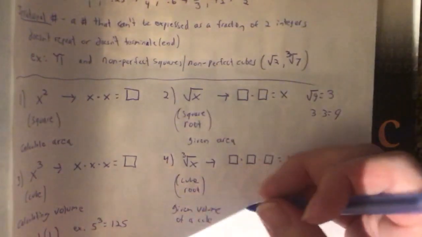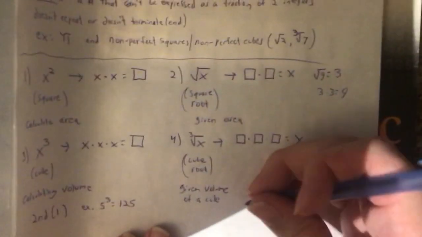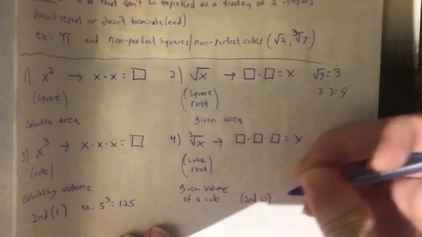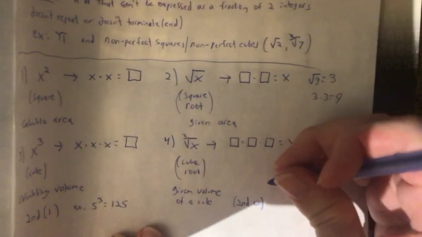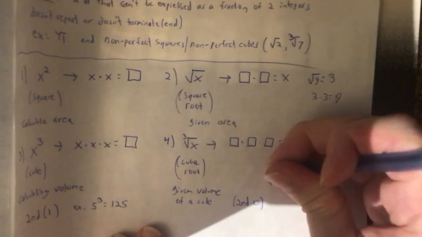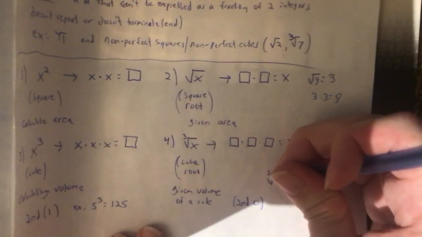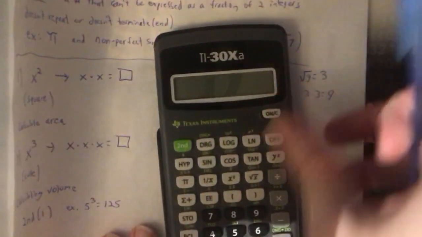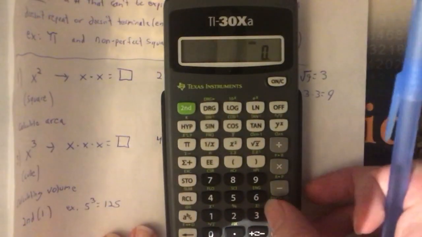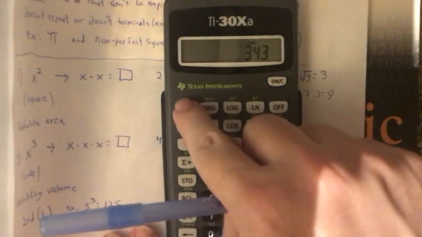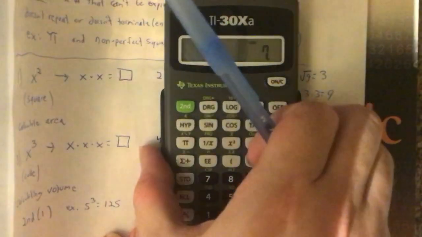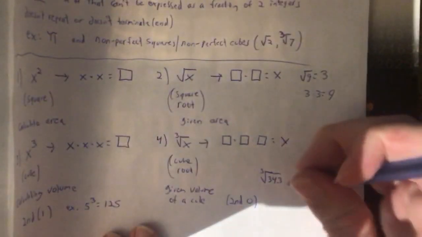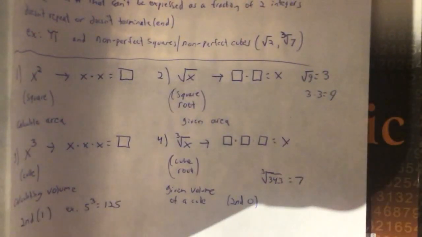To do this on your calculator, I use second 0. So for example, if I had, let's say, 343 as my volume, I could do the cube root of 343. So what number times itself three times is 343? It's 343 second 0, and I get 7. 7 times 7 is 49, times 7 is 343. So that's how you go about calculating a cube root of a number. These are perfect cubes.